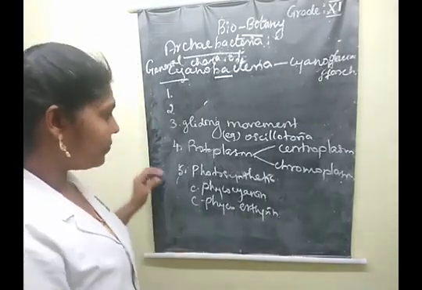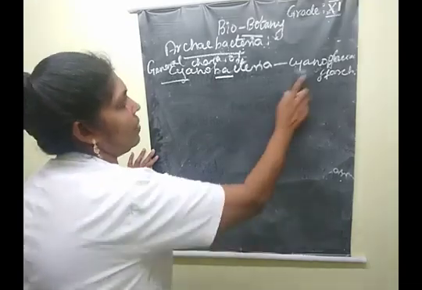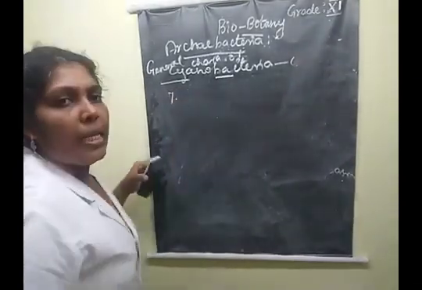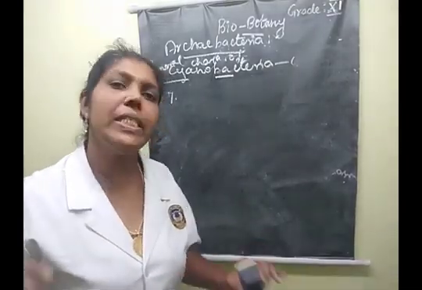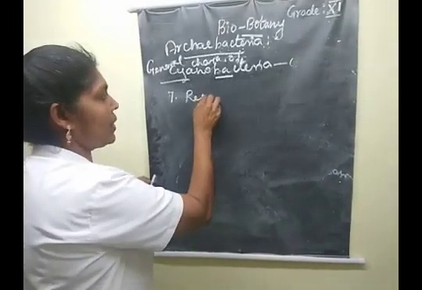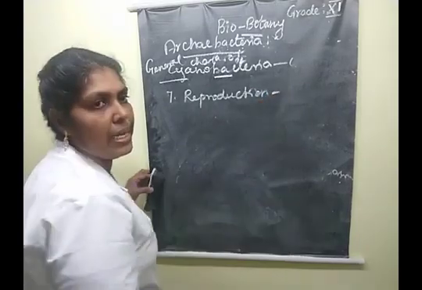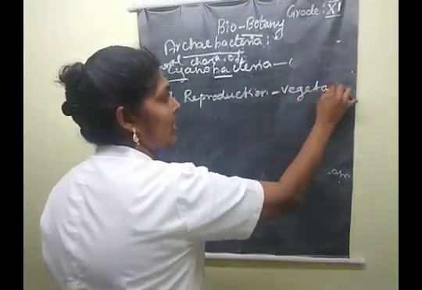The next general characteristic feature of cyanobacteria: reproduction only takes place by vegetative methods. Reproduction of these bacterial cells takes place by which type, children? Vegetative methods only.